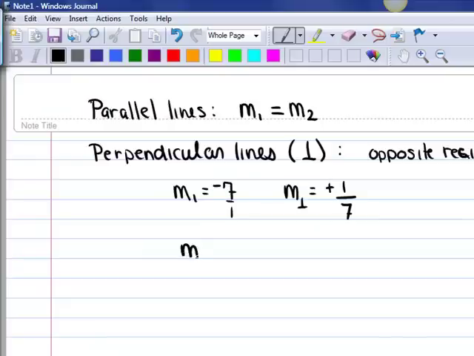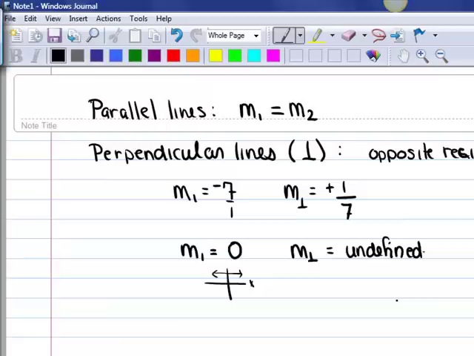Or if the slope is 0, for example, then the slope of a line perpendicular to that, well, let's think about what kind of lines have slope 0. Those would be lines that are horizontal in nature. So a line perpendicular to that would have to be a vertical line, and vertical lines have slopes that are undefined. It's another way of thinking about horizontal and vertical lines. They're perpendicular to each other.